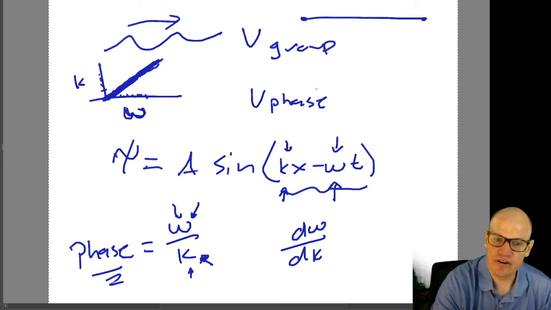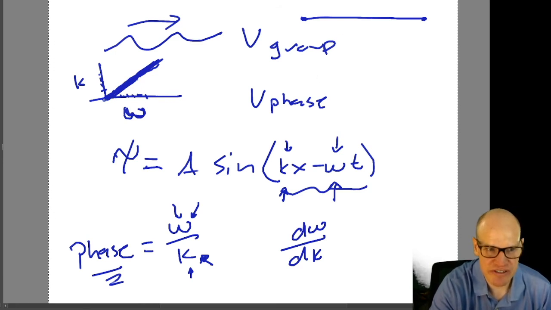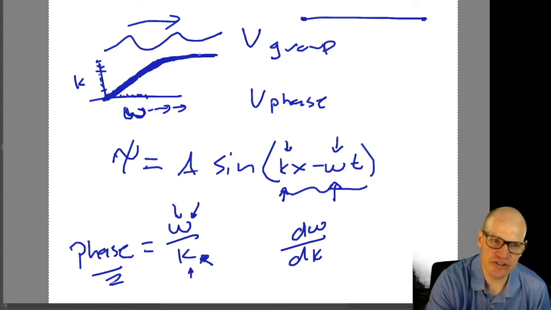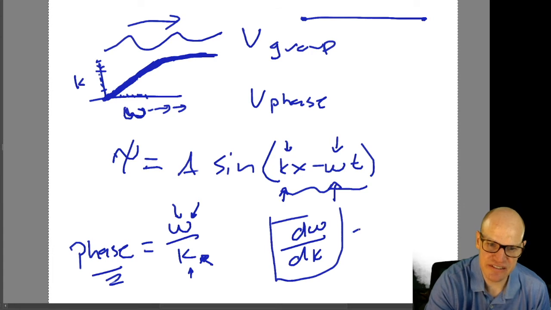So what can happen is, in this case, you have a dispersion relation that turns over. It might go something like that, where as you increase the frequency to higher and higher frequencies, the wavelength doesn't change as much. So this curvature in the dispersion relation shows up here. This is the group velocity.